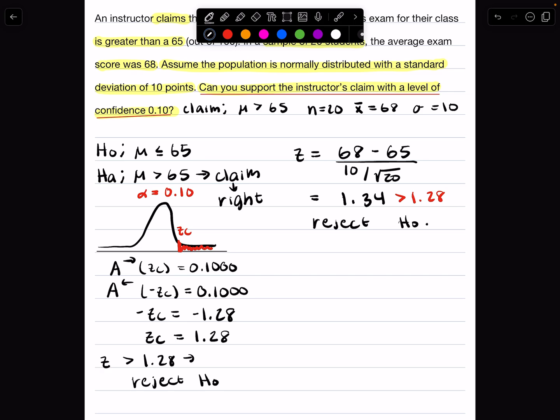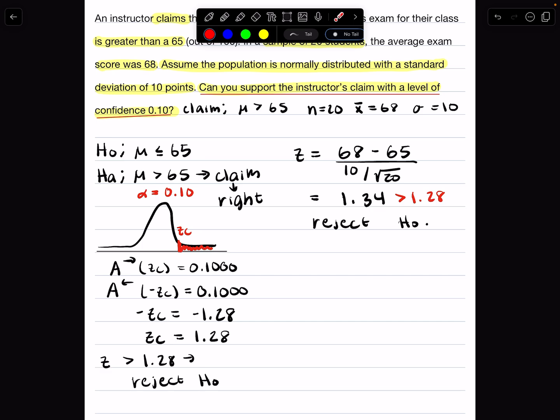Okay, great. I reject my null hypothesis, but what did I care about? I care about the claim. What was my claim? My claim was the alternative. If I can reject the opposite, then I can support my claim. The way I explained it in class was, if I can say there's only 2 colors in the world, red and blue, and I say, well, it's definitely not red, then that supports the idea that it's blue.